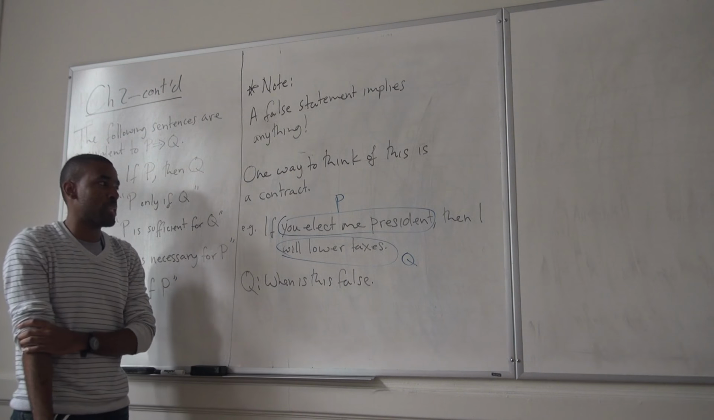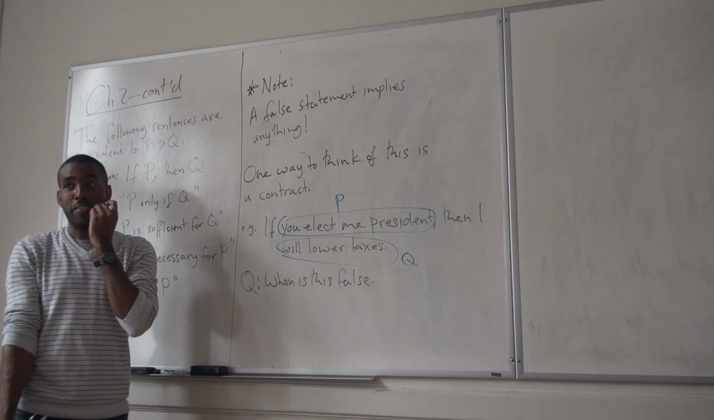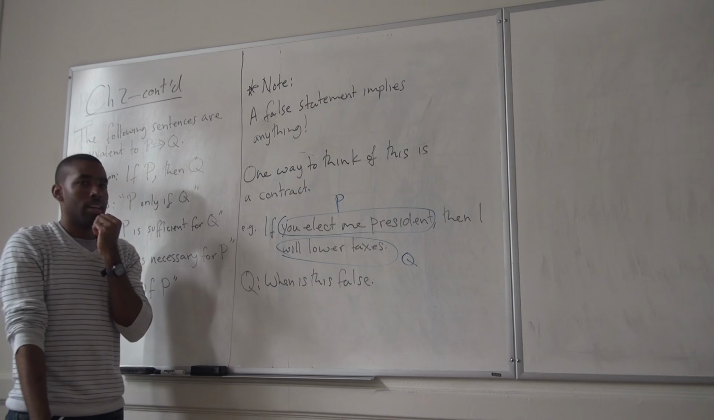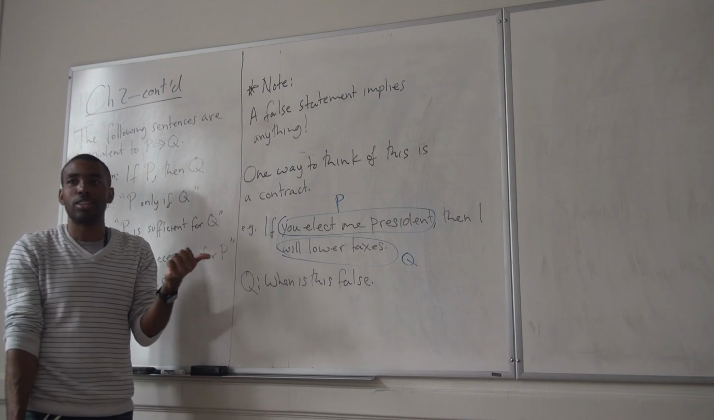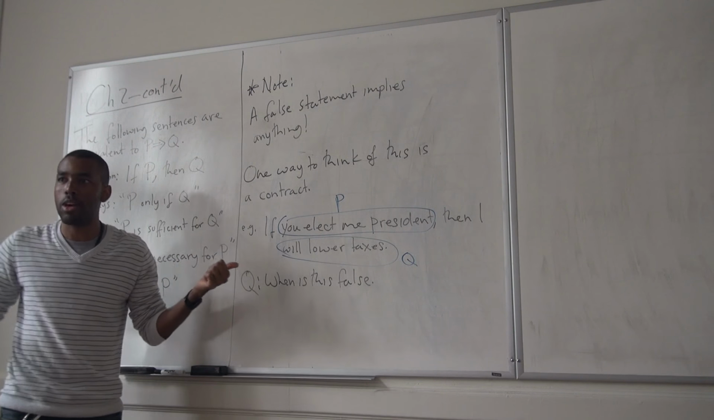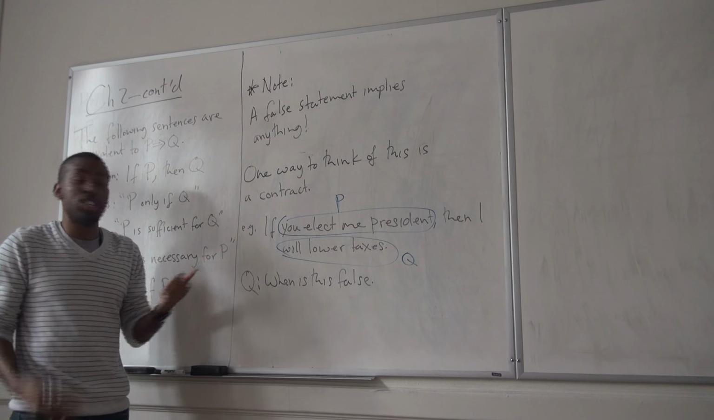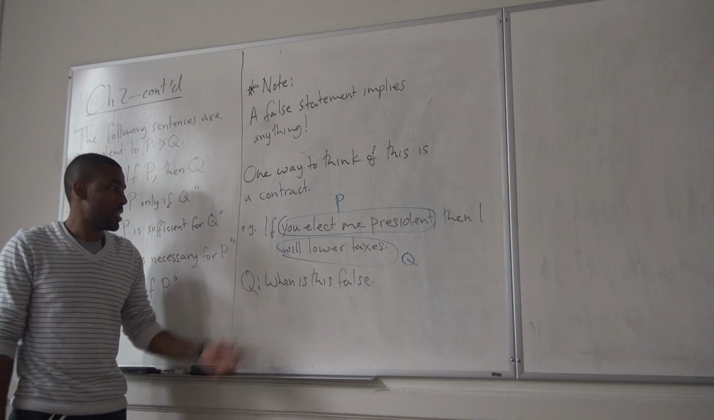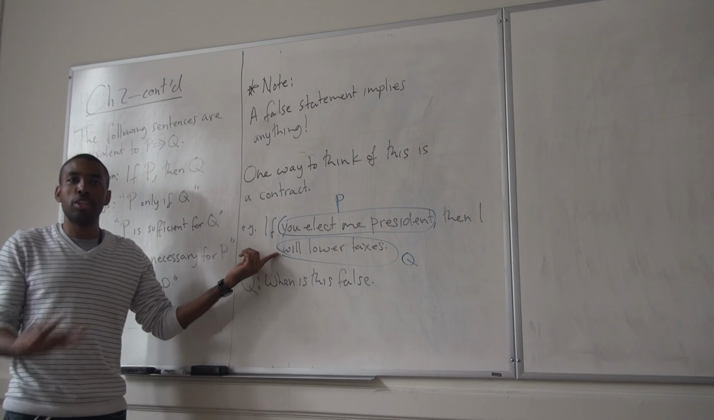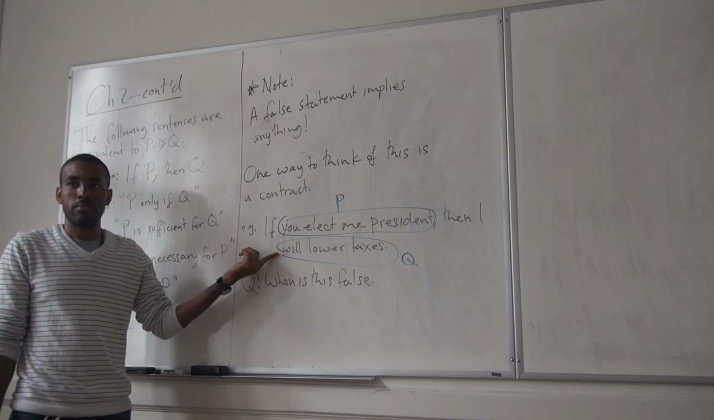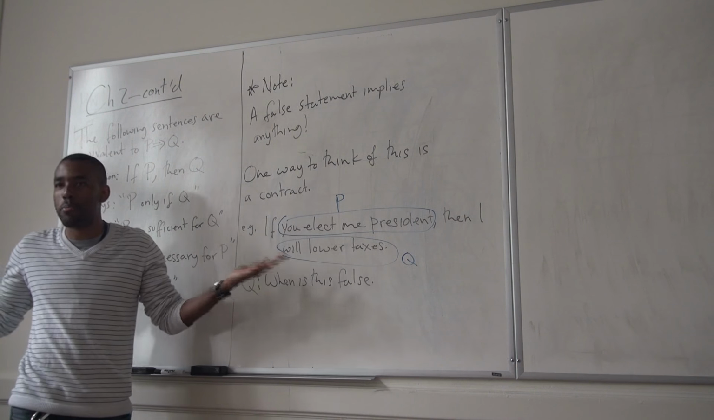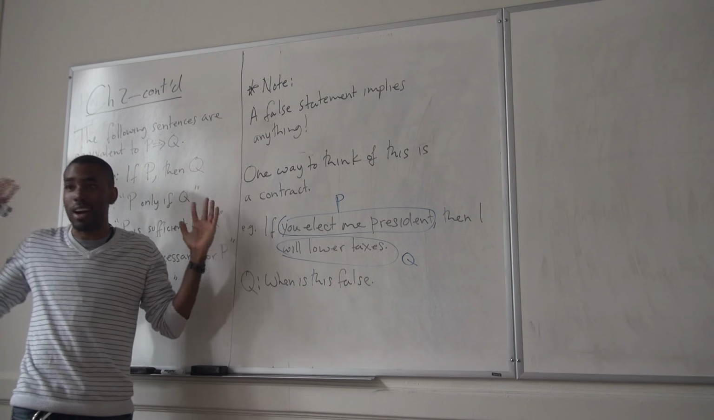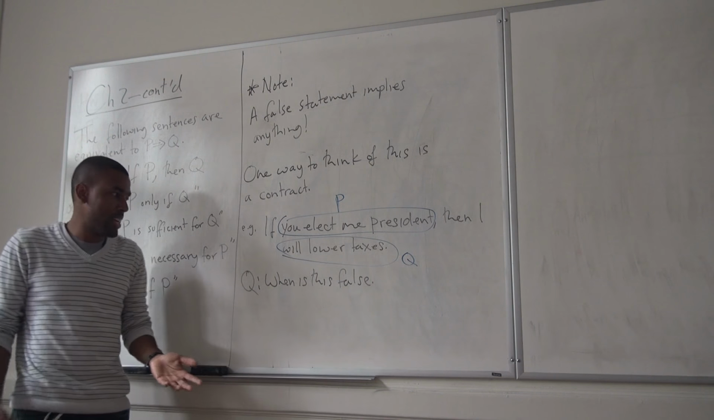Now, let's look at the situation where we don't elect him president. So now consider the two cases. Maybe he still goes on to lower taxes somehow as a governor or some other lower office. Or he doesn't lower taxes, right? In either case, could we say he made a false statement? No, because if you didn't make him president, he is free from all obligation. He can lower taxes or not, it's up to him. It's not a lie, right?